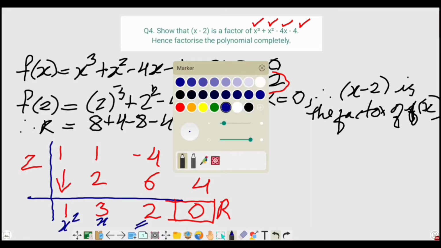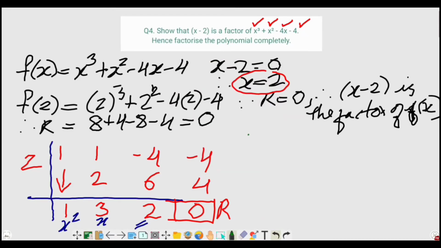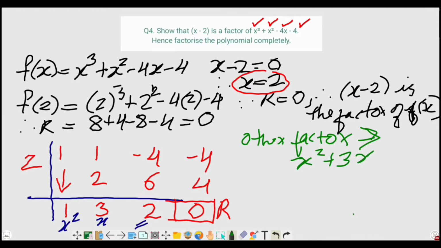So when you write further, your other factor will be, what will it be? It will be x square plus 3x plus 2. It is a quadratic polynomial. You have to factorize. Multiplication should be 2, addition should be 3. When you solve, I am writing directly. So one of the factors will be x plus 2, the other factor will be x plus 1.